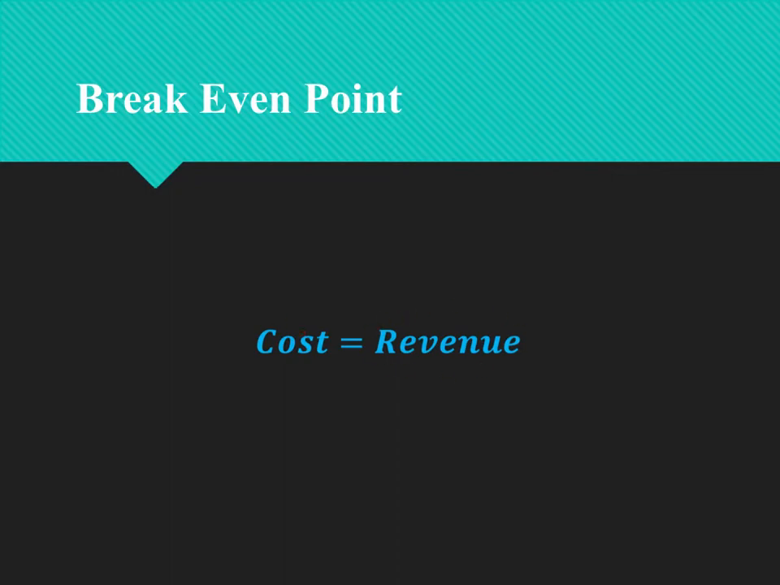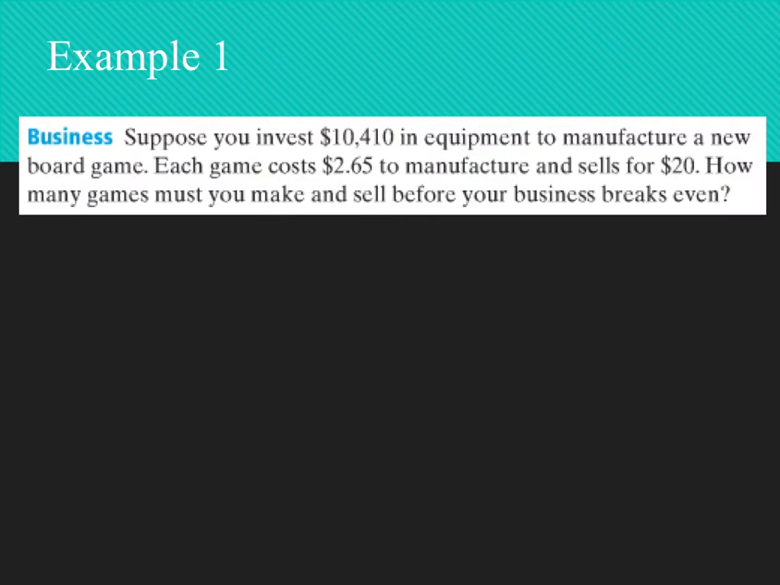So when we look at our first example, it says, suppose you invest $10,410 in equipment to manufacture a new board game. Each game costs $2.65 to manufacture, and it sells for $20. How many games must you make and sell before your business breaks even?